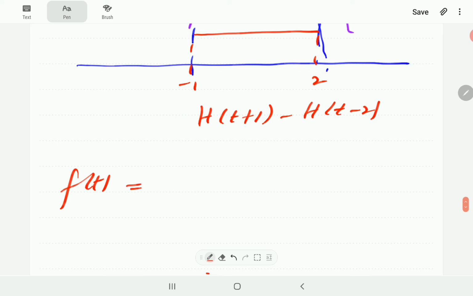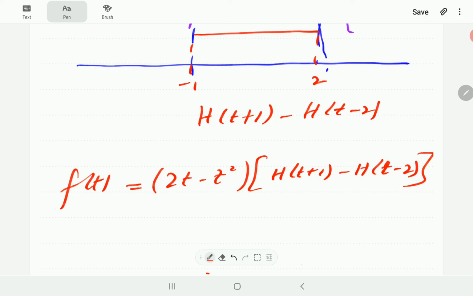So our function is going to be 2t minus t squared times h of t plus 1 minus h of t minus 2.